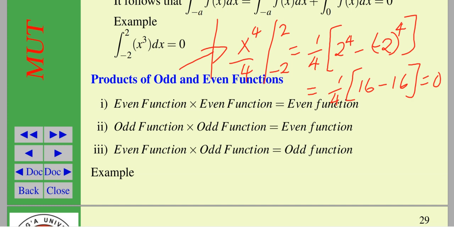When you multiply an even function with another even function, the result is an even function. You multiply an odd function with an odd function, the result is an even function. But when you multiply an odd function with an even function, the result is an odd function.